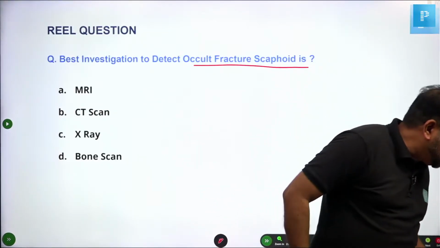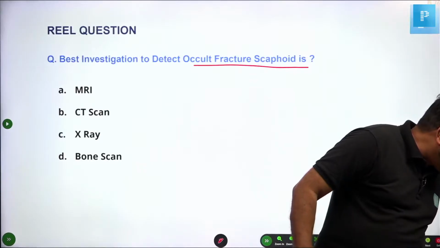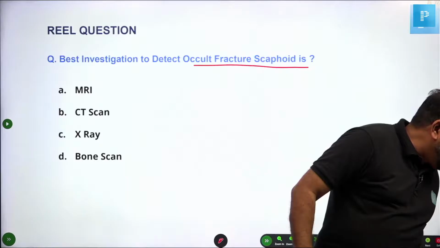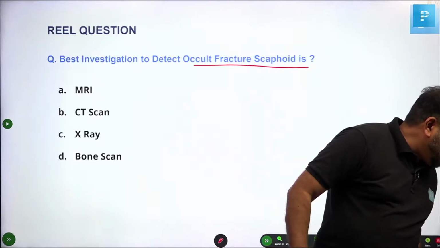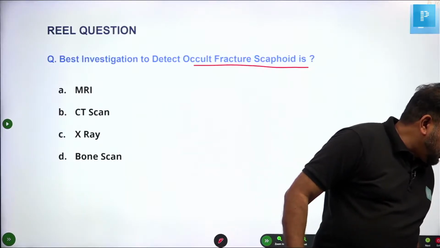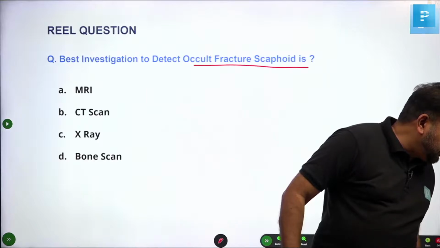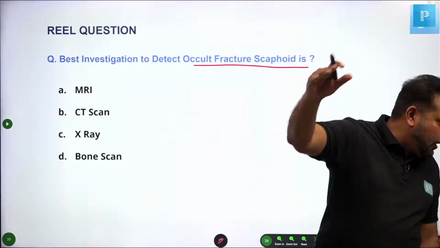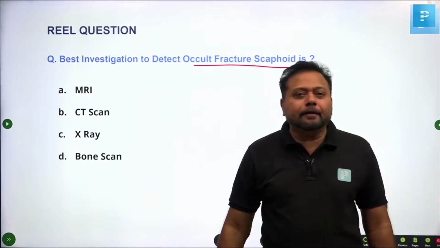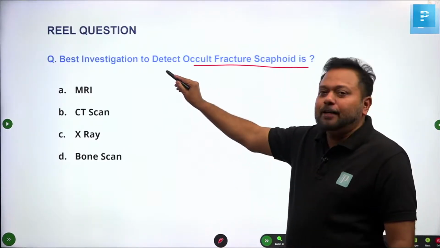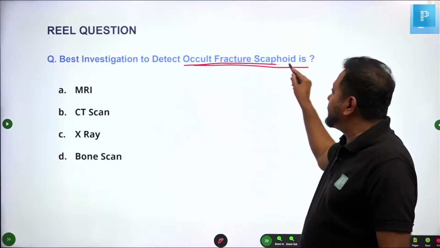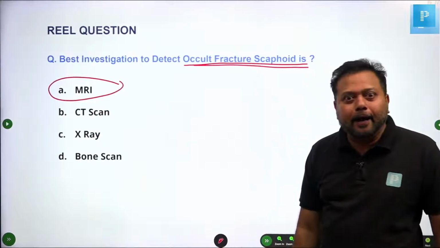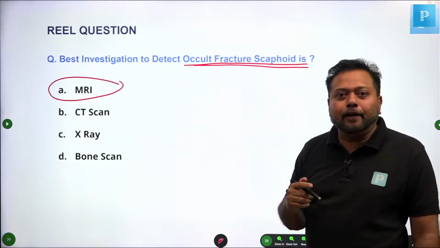Best investigation. Yes, aspirant Rahul Jania, Bhagyashri, yes, Dr. Bella, Vikash Raj, Dhanush, all of you have answered it correctly. Superb, you are aspirants. All of you are answering very well. Ankit, excellent. Best investigation to detect occult fracture scaphoid is MRI. Okay. This is the real question which I have framed from the topic.